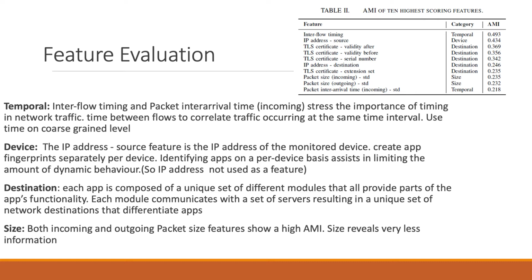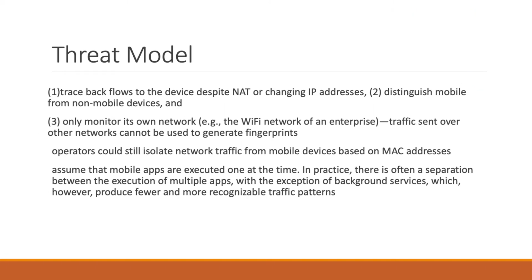Next is device. They are utilizing the device feature in order to reduce the dynamic nature of the traffic. They feel this is more accurate, and IP address can also change, so that is why they are doing it on a per device basis. Third is destination, where each app interacts with various servers and it has different modules corresponding to destinations. So that can help in creating the fingerprint. And for size, the incoming and outgoing packet size are important, but the other packet sizes do not contribute much. That is why size is not used as a very big factor for fingerprint generation. The threat model that they constructed is as follows.